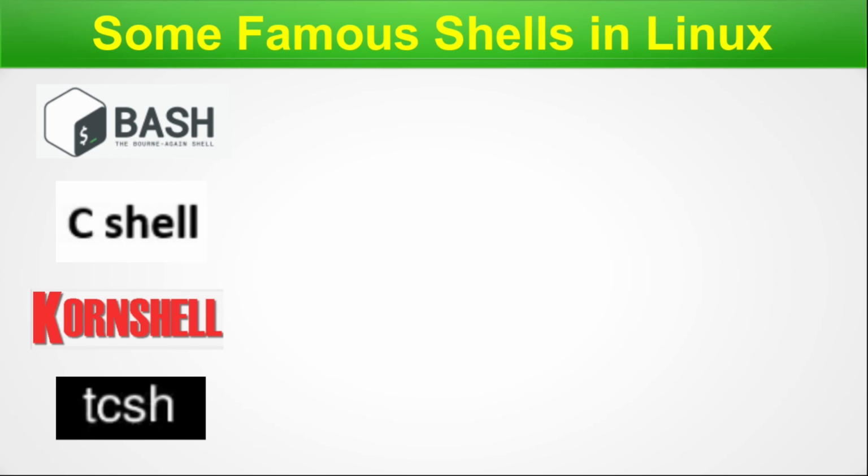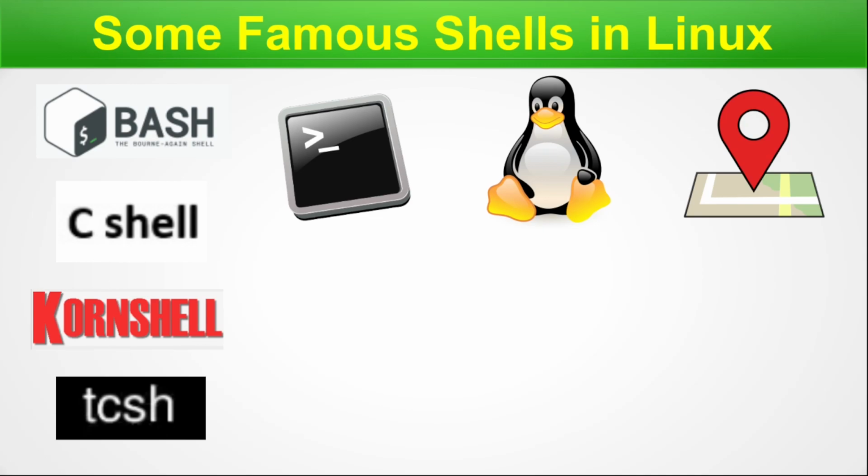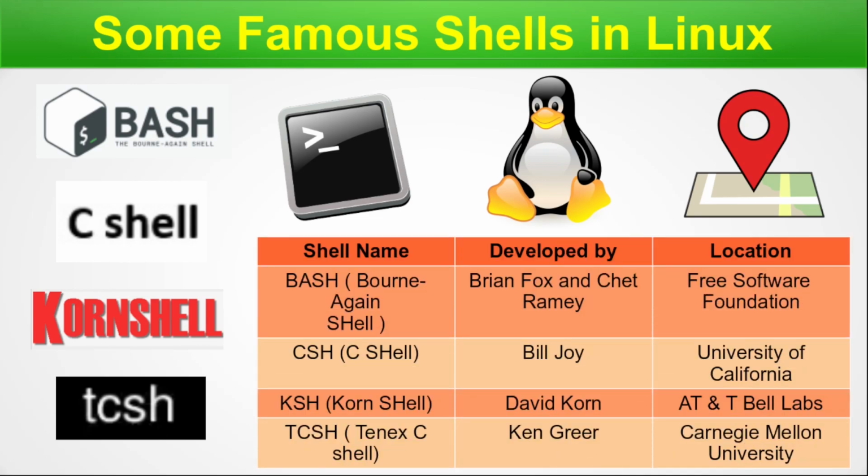Now, we will contain a table. The first column will have the shell name. Second, we will have the name of the developers. And the third column will have the location where it was developed. So here is the table. Let me bring my mouse pointer. So Bash, that is Bourne Again shell, was developed by Brian Fox and Chet Ramey at the Free Software Foundation.